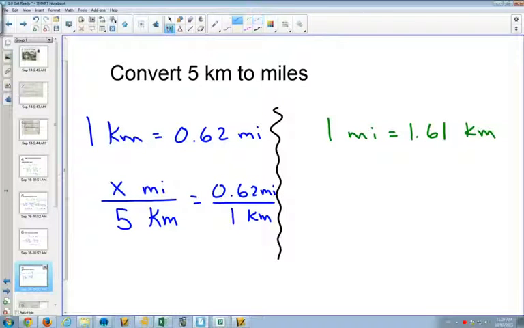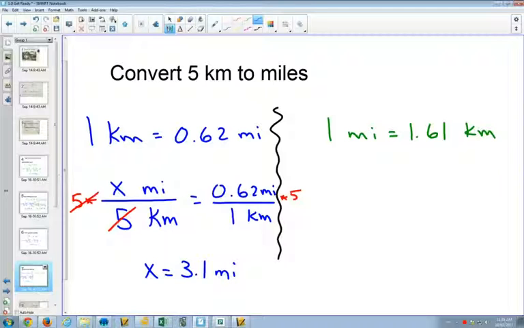That x is being divided by 5. The opposite of dividing by 5 is to multiply by 5. Multiply by 5 on both sides. And 0.62 on our calculator divided by 1 times 5 is 3.1. So we get 3.1 miles. That's using our first formula.